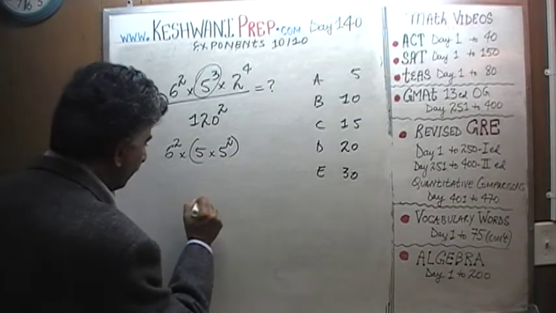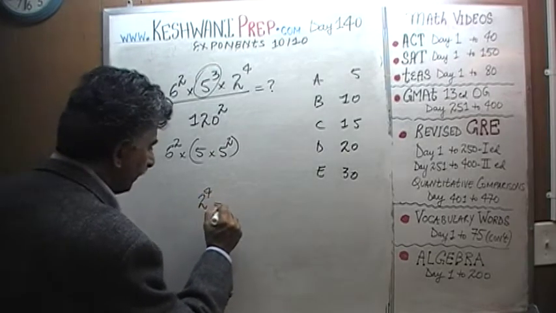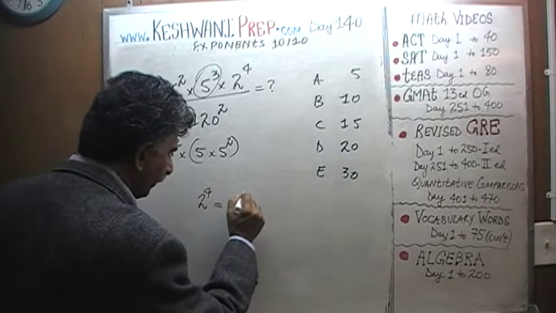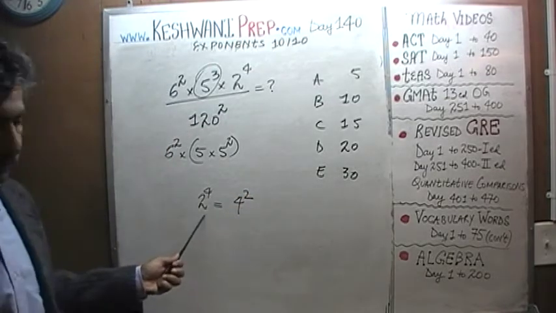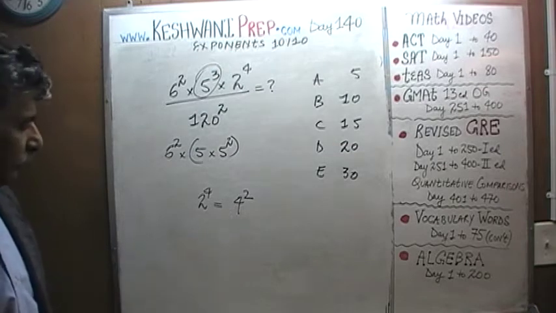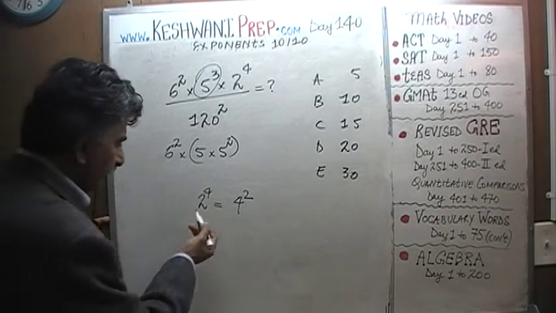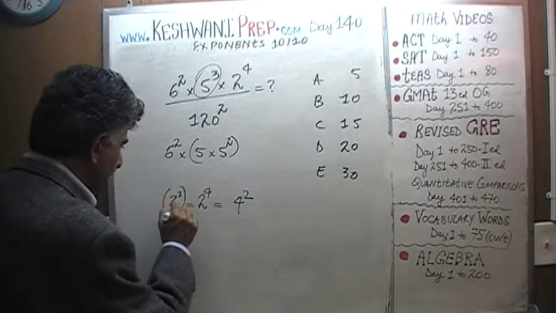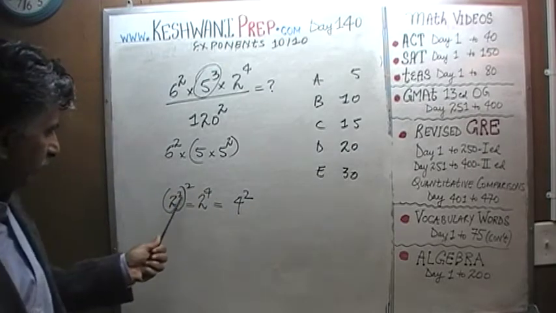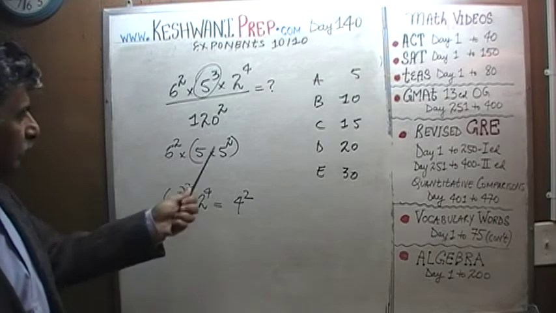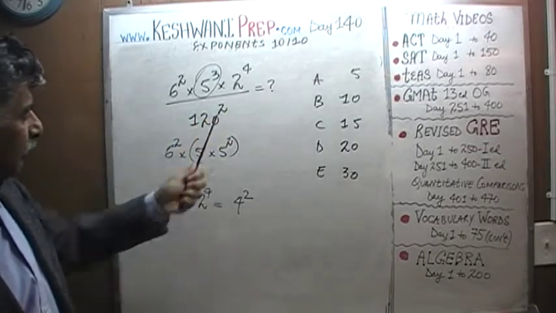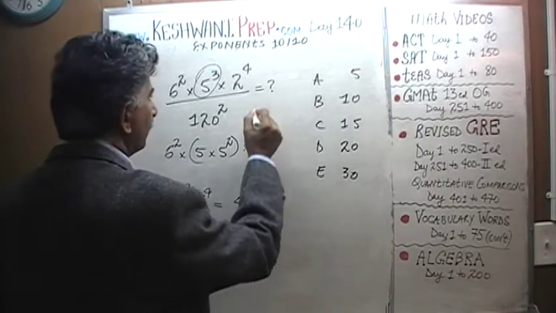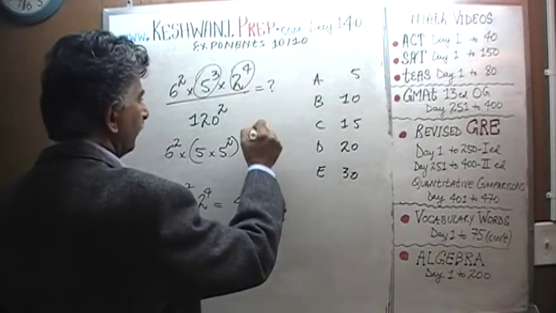How about 2 raised to 4? 2 raised to 4 is 16, and 16 is 4 squared. In other words, we can write 2 raised to 4 as 2 squared whole squared, and 2 squared squared is 4 squared. So let's do that. We're going to write 2 to the 4th as 4 squared.